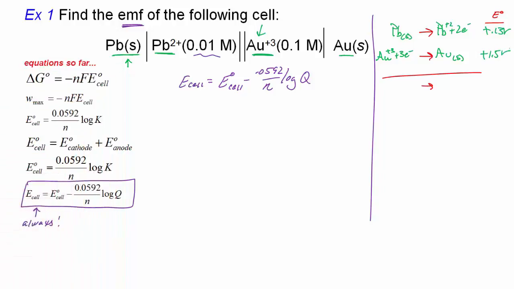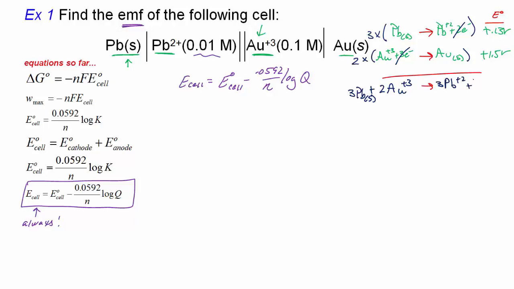Okay. So if I want to write an overall reaction here, I'm going to have to multiply the top one through by 3, the bottom one through by 2. Then I will get my 6 moles of electrons to cancel. So I'll end up with 3 moles of lead solid and 2 moles of gold 3 forms 3 moles of lead 2 and 2 moles of gold solid. And my E0 cell is a positive 0.13 and 1.5, 1.63 volts. Will be my E0 cell.